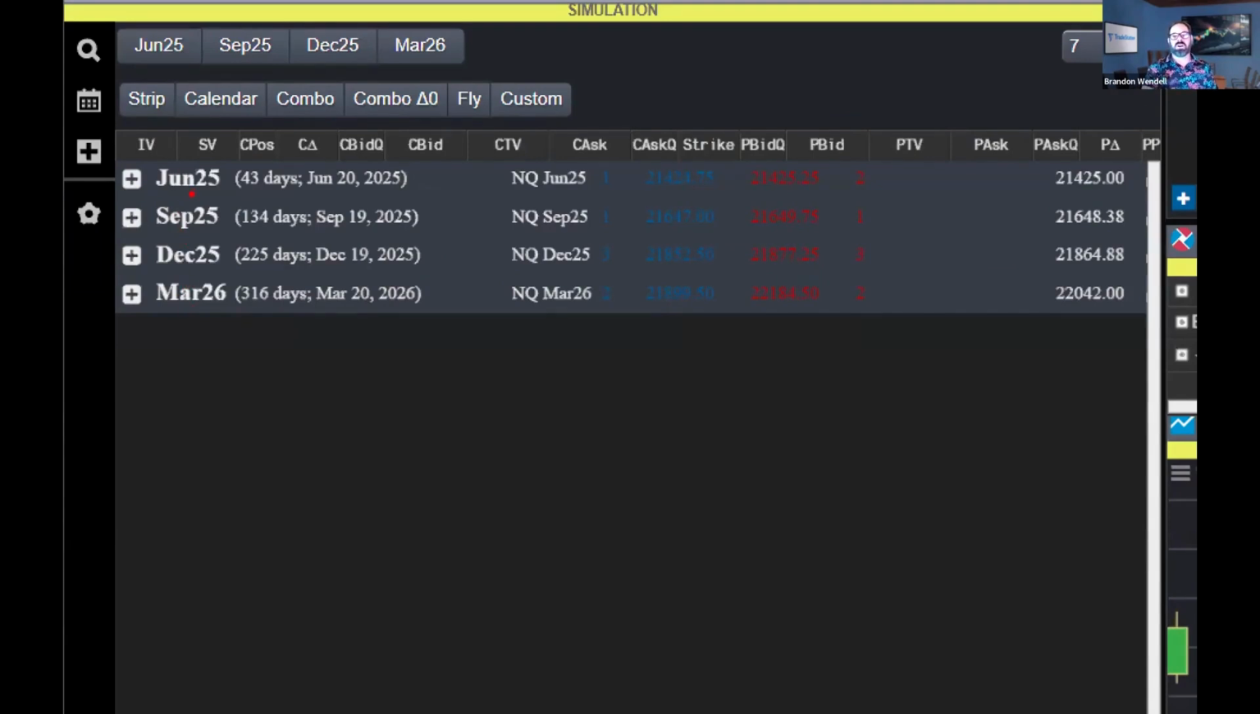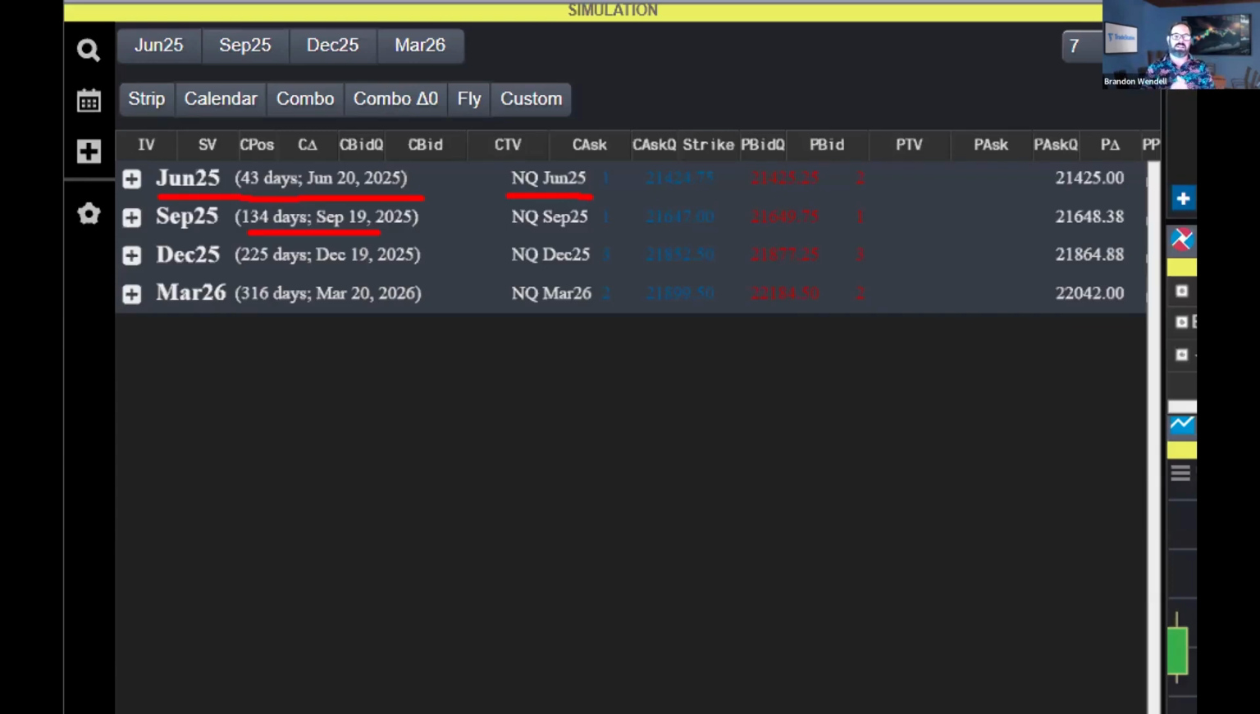And what you have to be careful of as well, not so much on the equity ones, but on other contracts, this is the expiration of the option, as you can see, 43 days, June 20th, or 134 days, September 19th for September options. But there's also the underlying security's expiration. So remember, when you're trading stocks, there's no expiration on a stock. When you trade futures, there's expirations on the futures because they're contracts. Options are also contracts. So you have two separate expirations you have to deal with.